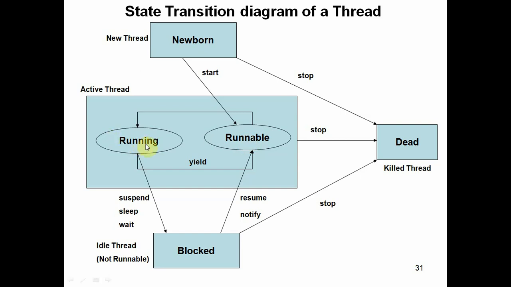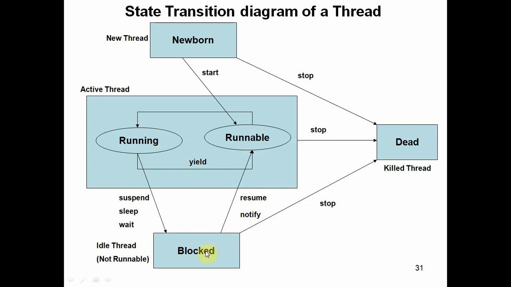The running state thread may enter into blocked state by the execution of the methods suspend, sleep, wait, or when the running thread requires some input from the keyboard. At that time also it enters into blocked state. The blocked state thread may enter into ready or runnable state by the execution of resume or notify method, or when the sleep time expires, or the reading of input from the keyboard is over. Then it may enter into running state.